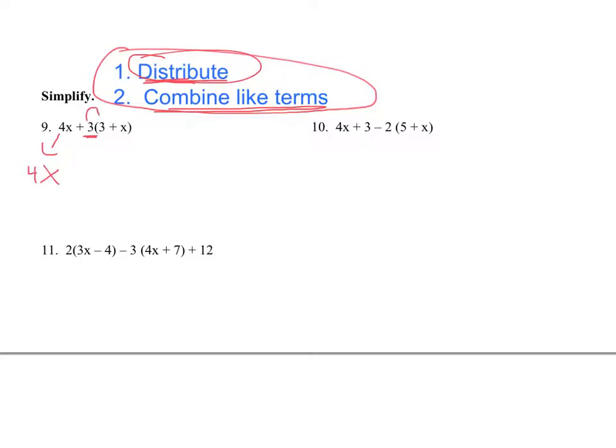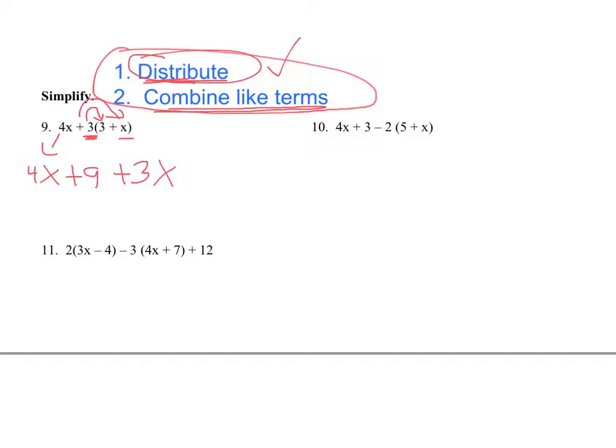I'm going to distribute 3. So 3 times 3, that's 9. And then I put the second arrow. This positive 3 times this positive x is positive 3x. Okay, I put a little check mark. I distributed. Now I can look to combine like terms because I don't have any more parentheses, right? I broke down that barrier. I broke down that shield.